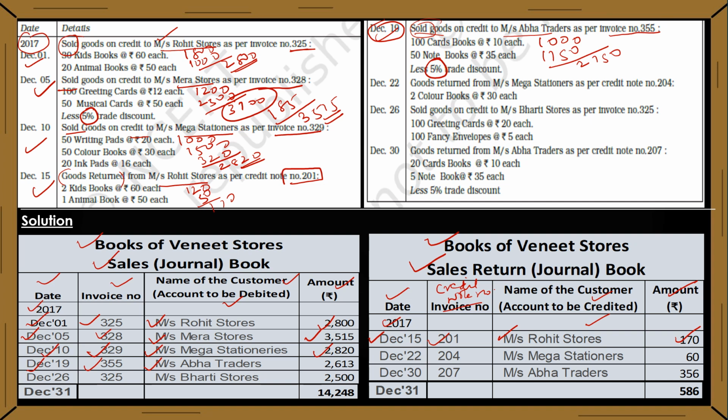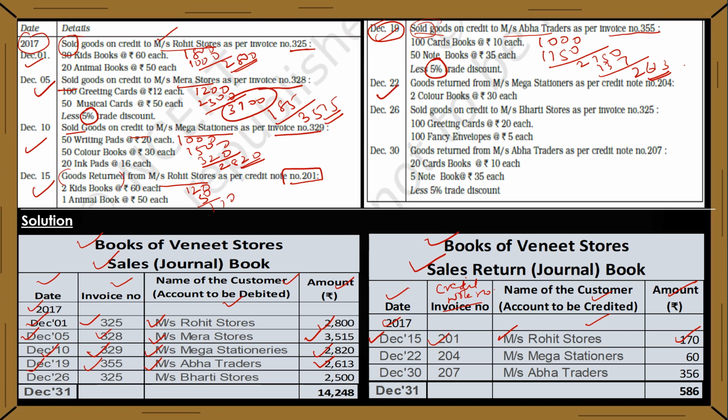Here there is trade discount, 5% trade discount. What did I tell you? When there is trade discount, deduct trade discount and take only the net amount to the accounts, okay, to the books. So 2750 into 5% is 137. So we have to take 2613 to the sales journal book under Abba Traders. See Abba Traders 2613.